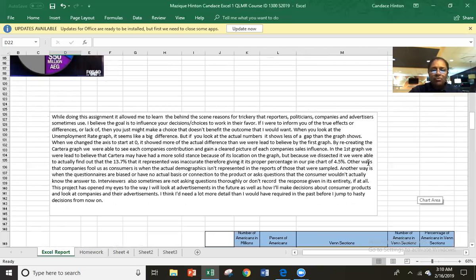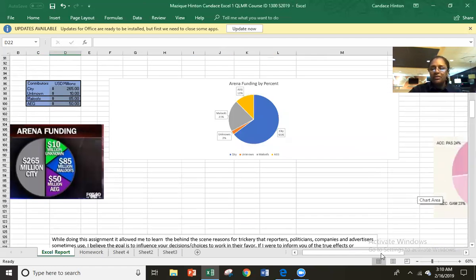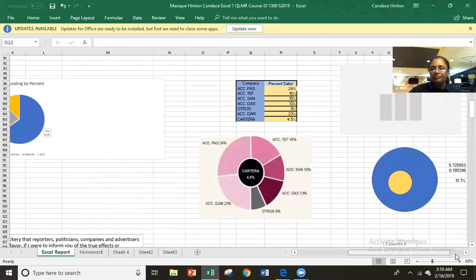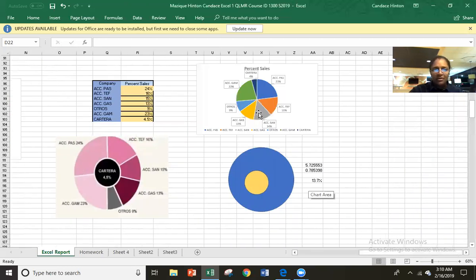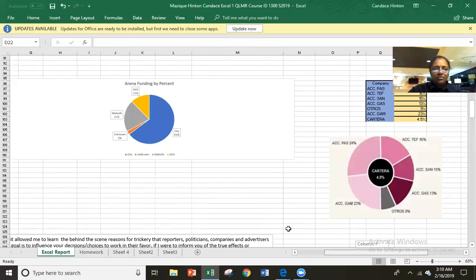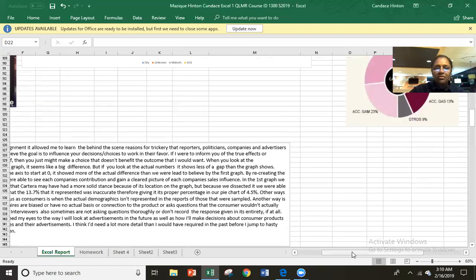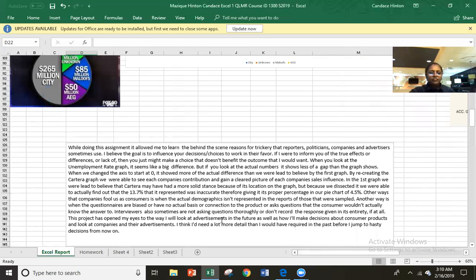Because we dissected it, we were able to actually find out that the 13.7 that it represented, this is the Katera graph, if you can see it, circular here, but we took the circle out and dissected it, and it's 13.7 that it takes up. That's actually more than what they actually contributed. That it represented was inaccurate, therefore giving it its proper percentage in our pie chart of 4.5.